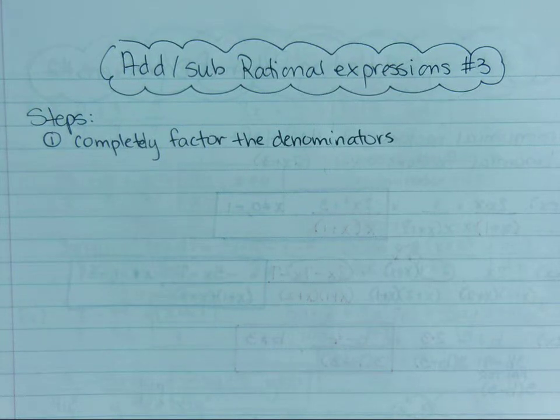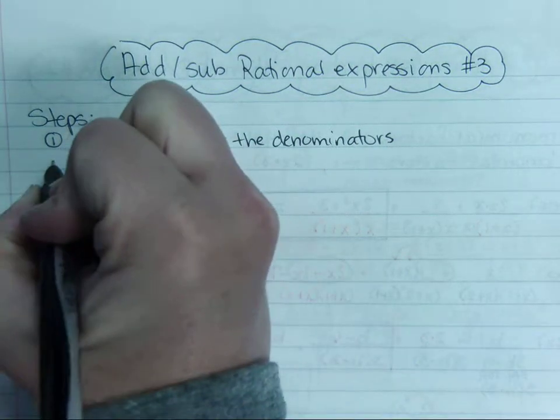I can't. All right, so completely factor the denominators. So that means that even if you're just factoring out one constant, or if you're doing a difference of squares or whatever, you need to make sure that they're all factored so you can see all the factors. All right?